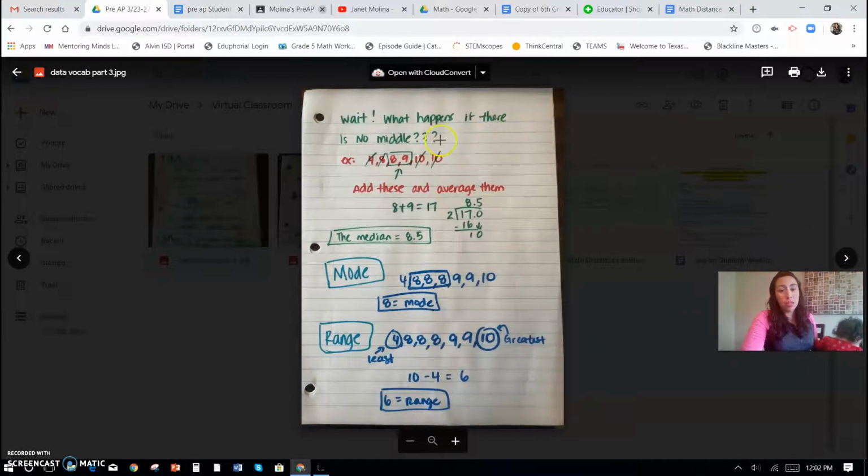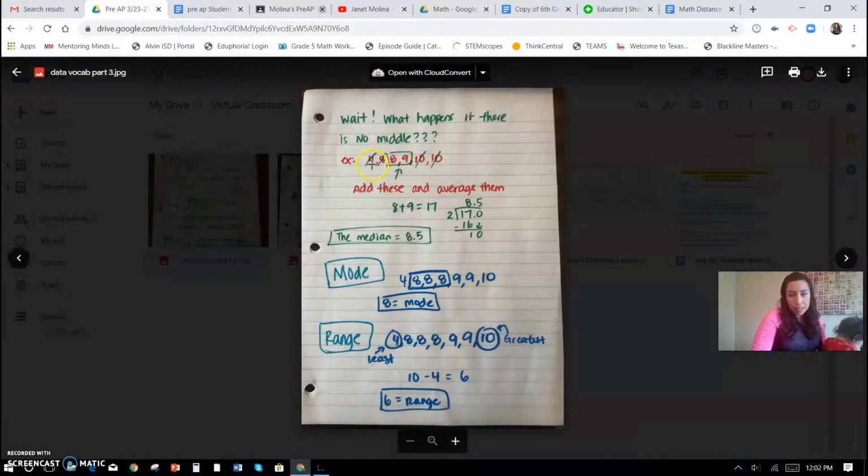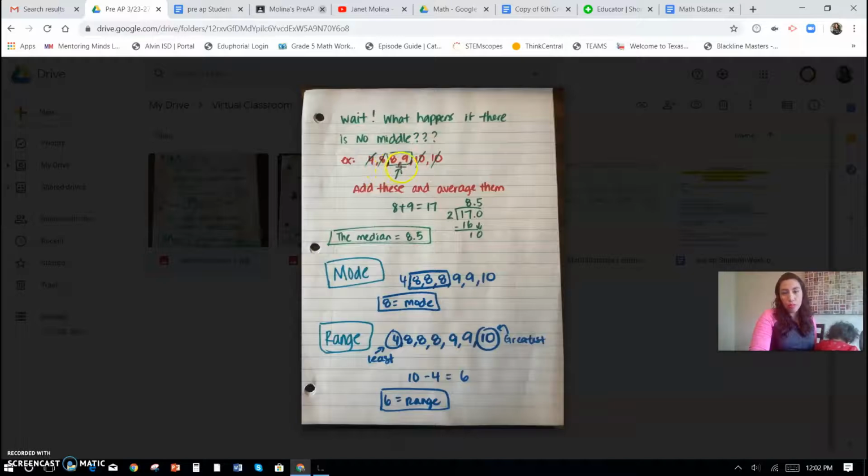Wait, because sometimes you're going to have a data set and you're not going to have one number in the middle, like I've done here. This data set has 1, 2, 3, 4, 5, 6 numbers. When you have a set of numbers that's an even amount, you're not going to have a middle. Like here, 8 and 9 end up in the middle after I cross out 4, cross out 10, cross out 8, cross out 10. You end up with 2 numbers in the middle.